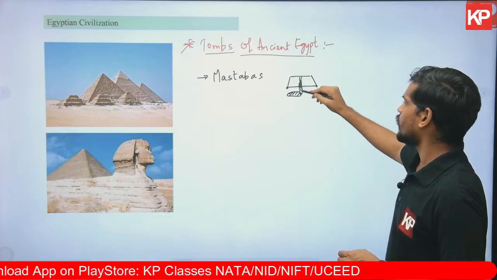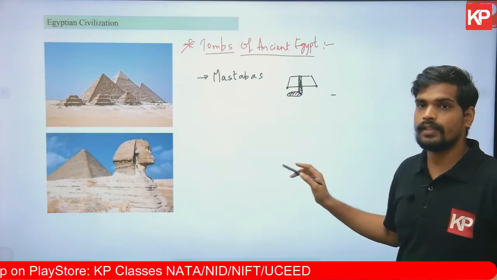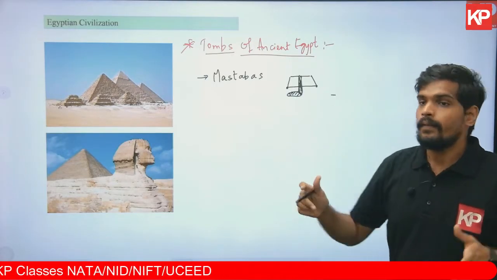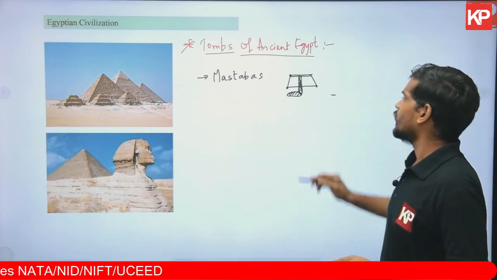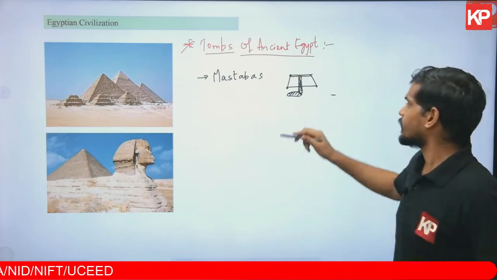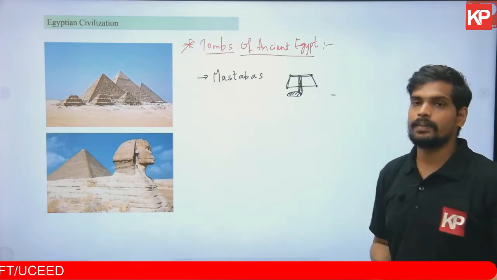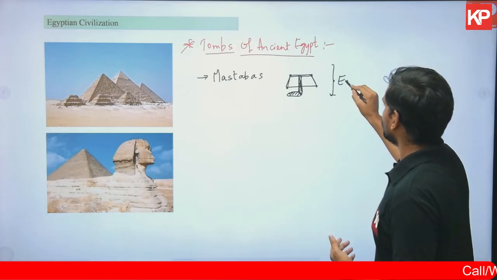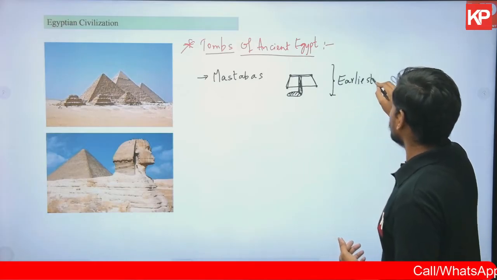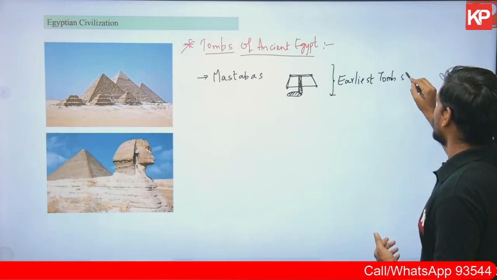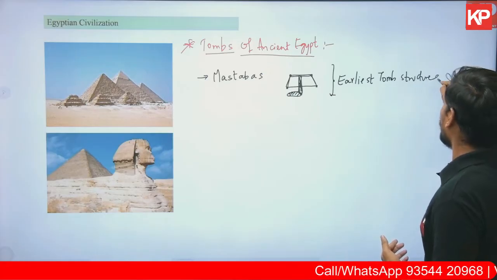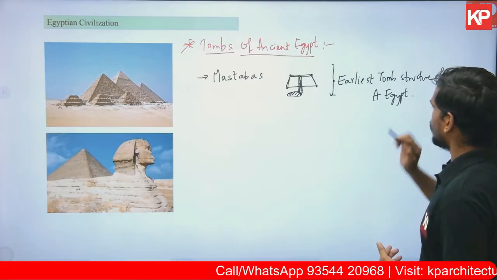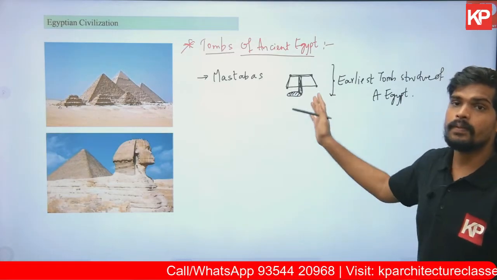Above that, there's a connection over here to place the dead body inside, and then over that underground burial chamber, a small flat roof structure. This is flat on the top. So a flat roof structure was constructed. This is referred to as mastaba. So this is the earliest type of tomb. The earliest tomb structure of ancient Egypt, remember, was the mastaba.